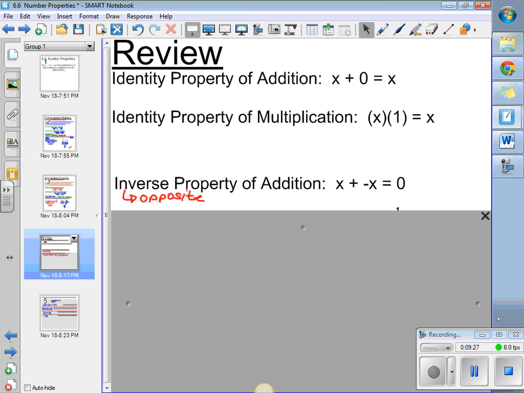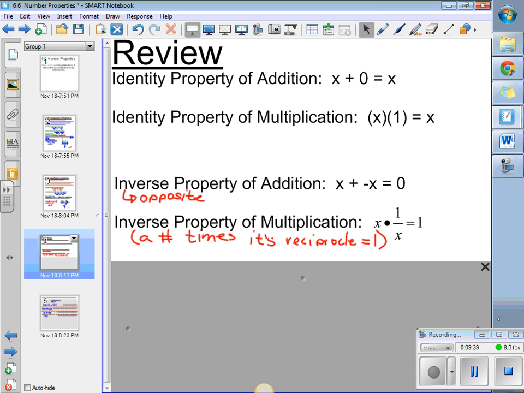Inverse property of addition. Inverse means opposite. So you're adding the opposite to get to 0. So x plus -x is 0. And then the inverse property of multiplication is the reciprocal property. So a number times its reciprocal. So x times 1/x equals 1. So we were messing with reciprocals, not quite reciprocals because of the negative thing. But no, we were getting 1. So yeah, we were working with reciprocals in the multiplication properties on the previous 2 pages.